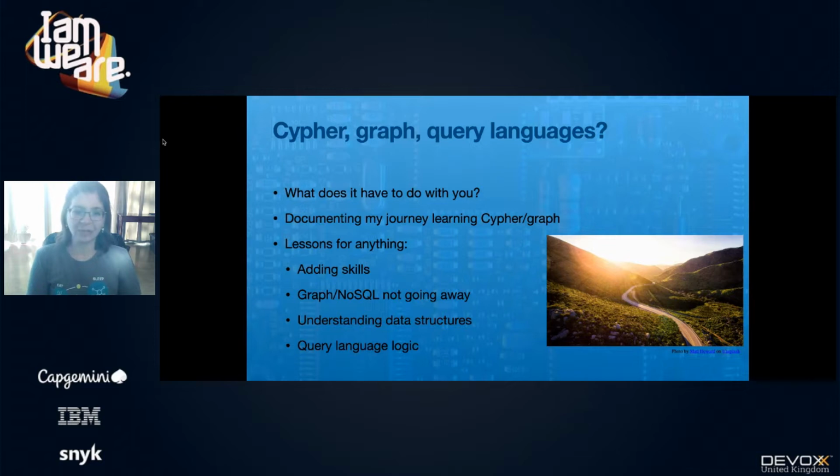And really, this is all about documenting my journey about learning Cypher, learning graph. I'm relatively new to the graph and graph query language space, about 3 or 4-ish years now. But these lessons that I'm going to cover today, while I'm going to show and demo things that are very Cypher specific and graph specific for the most part, you can apply these skills to anything, whether you're adding skills or whether you just want to know a little bit about graph or NoSQL. Those technologies are not going away by any stretch of the imagination. So why wouldn't you pick up some information as you go?